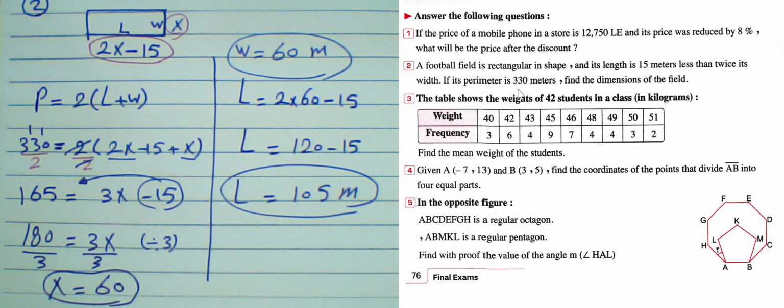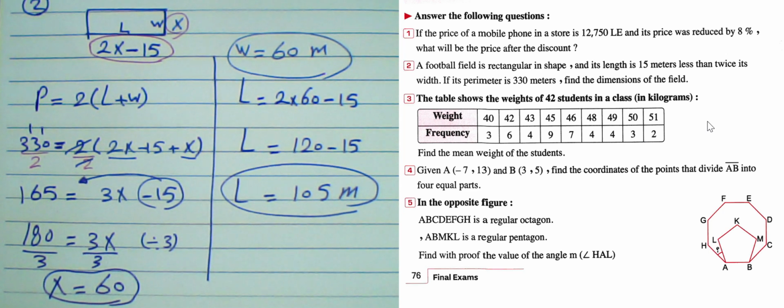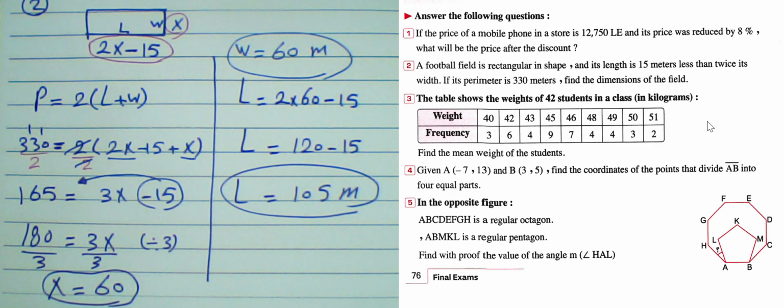Question number 3. The table shows the weight of 42 students in the class in kilograms. Find the mean weight of the students. Okay, we can make the table of x and frequency, and then find the product of f and x, and write x bar equals summation of f dot x over summation of frequency. Look with me at the steps here.